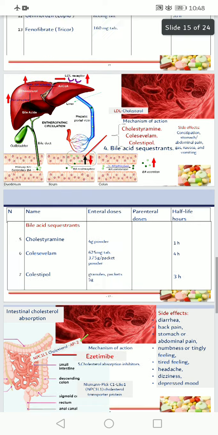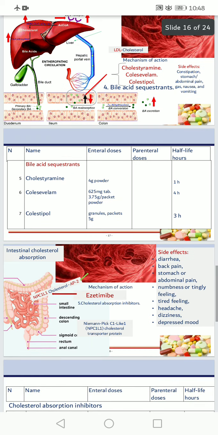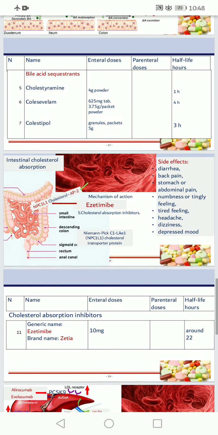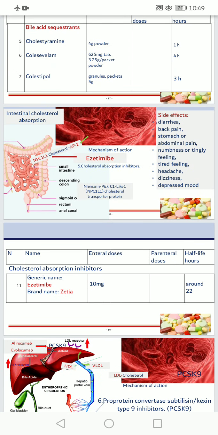What are the side effects of these? Diarrhea, back pain, stomach or abdominal pain, nausea, feeling tired, headache, dizziness, depression. You can also see, and I will tell about cholesterol absorption inhibitors. Free cholesterol in the intestine from bile and diet binds with NPC1L1 located on the plasma membrane of intestinal walls. I will also tell about its location. These bind with endocytosis, clathrin and AP2 also.